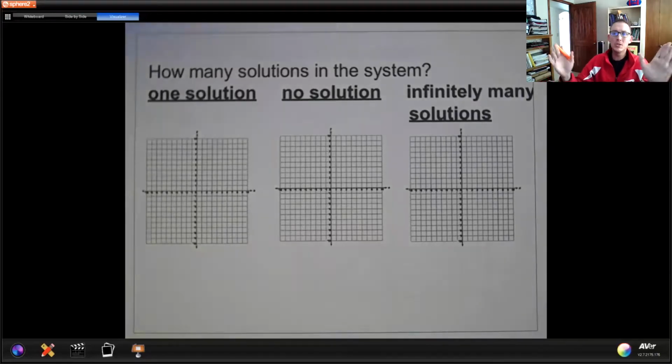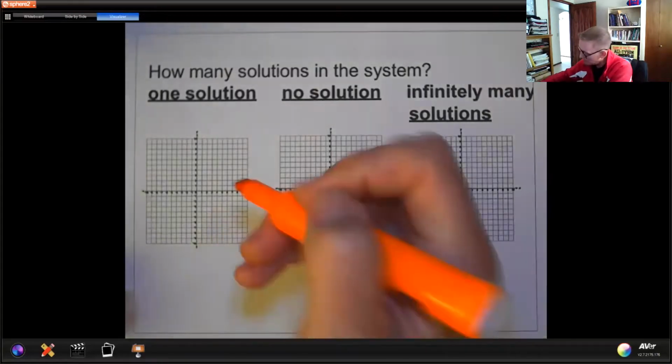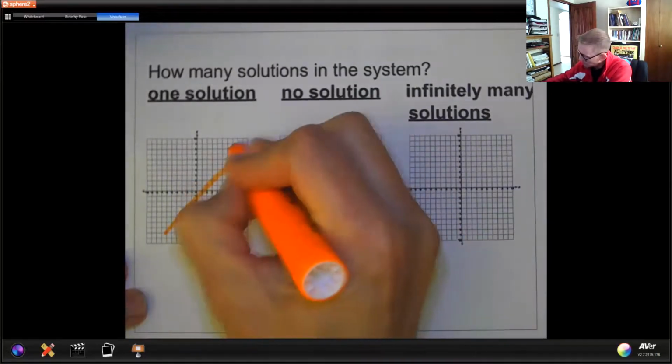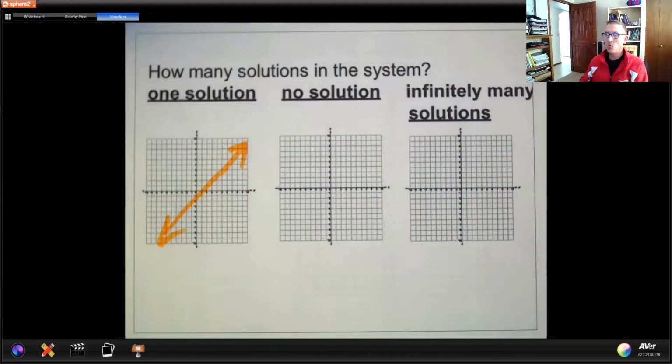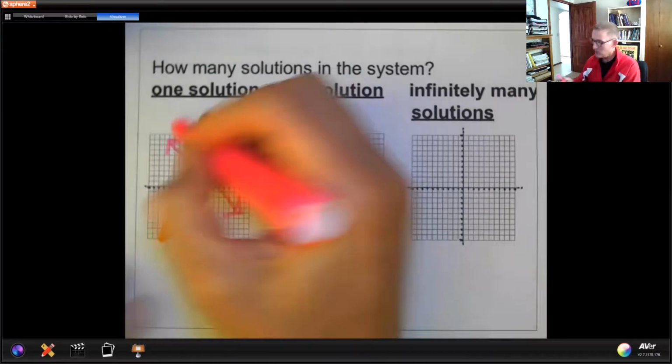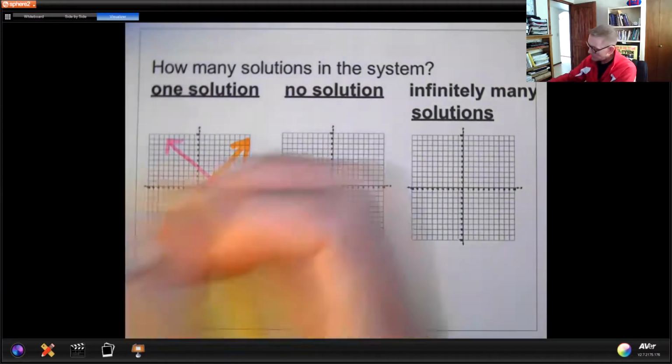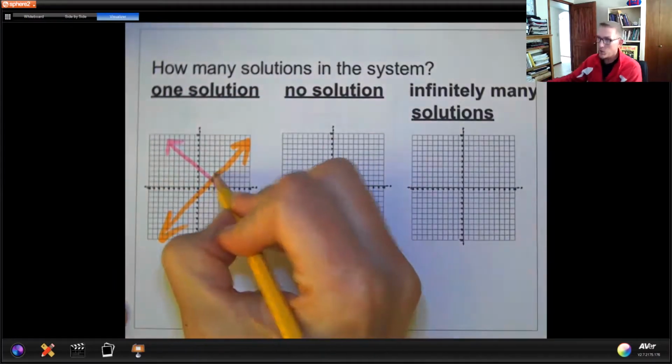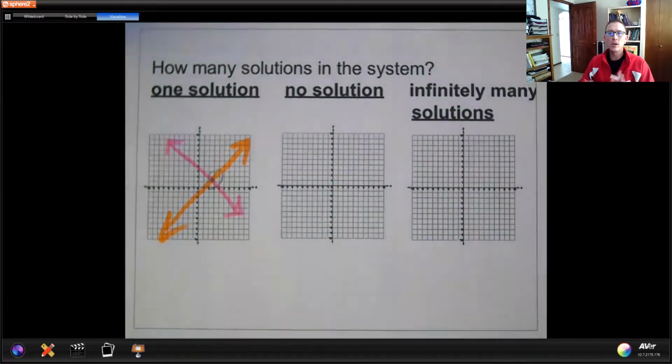Well, one solution is the typical type of problem where I'm going to have one line here and another line here, and there is a point of intersection, and that point of intersection is right there. So you're going to have two lines that cross each other, and there's going to be one solution. No solution means the lines will never, ever cross.